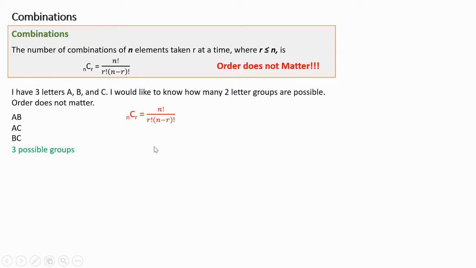Now, let's plug into the formula. Let's see if it's true. So it's going to be 3 factorial over 2 factorial, because that's my r, times 3 minus 2 factorial. So we got 3 factorial over 2 factorial times 1 factorial. This will be the same thing as 3 times 2 times 1 over 2 times 1, where 2 factorial is 2 times 1 and 1 factorial is just 1. So here, guys, those cancel. So we're left with 3 over 1. The answer will be 3, right? So the answer is 3.